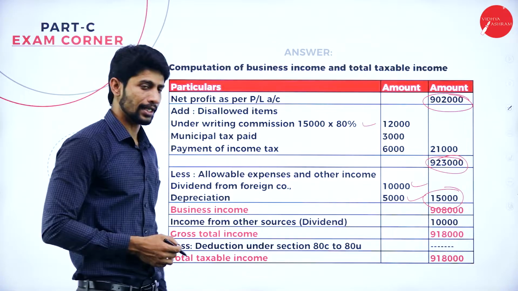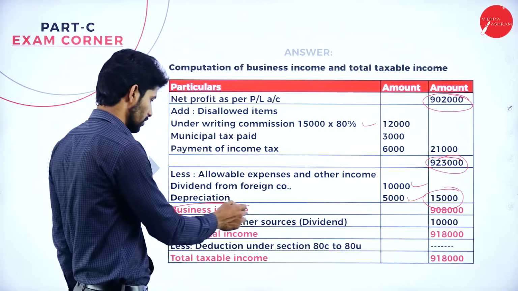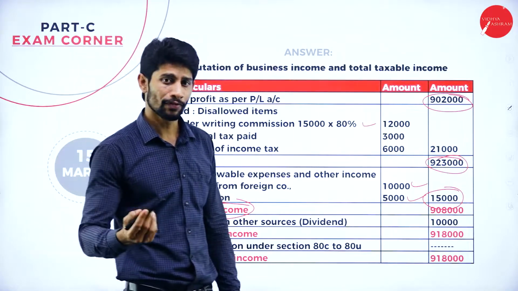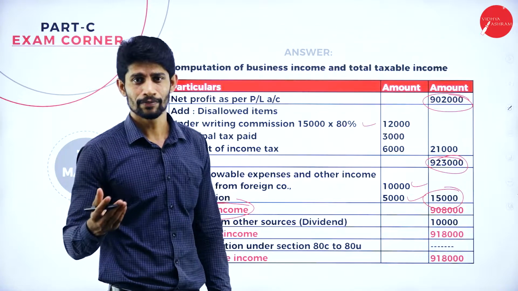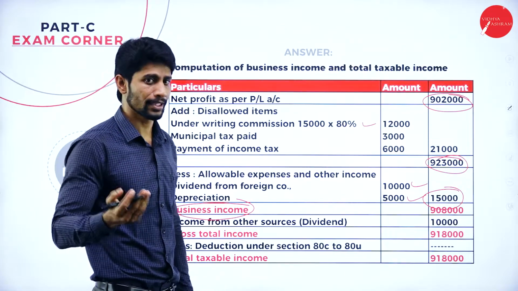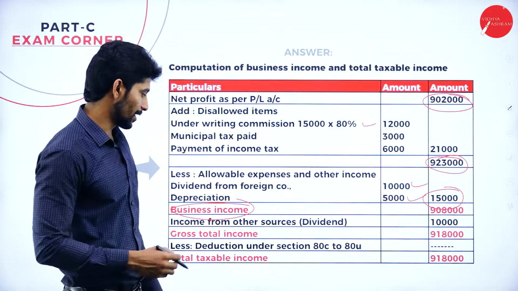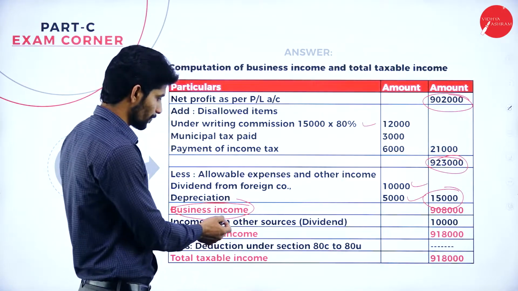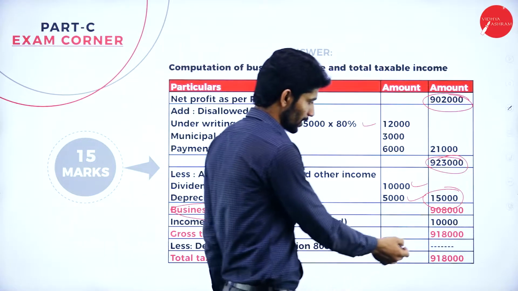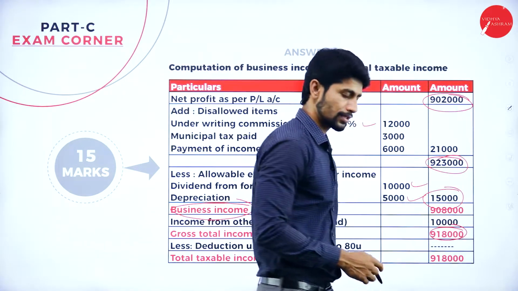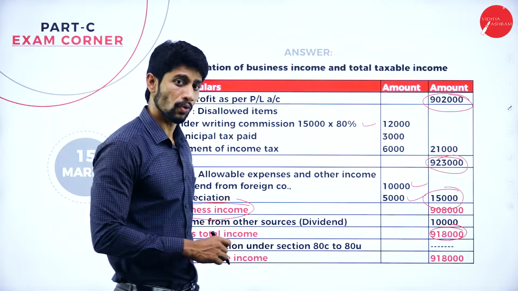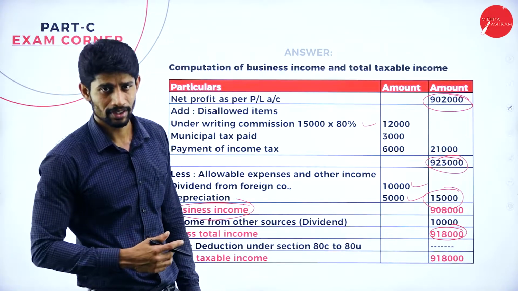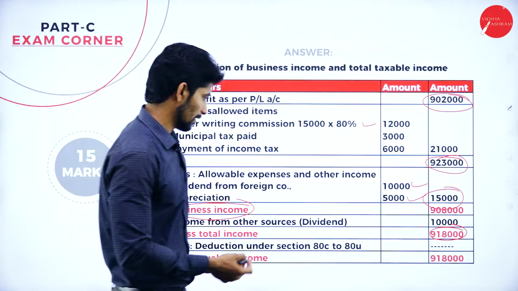Next, that 9,08,000 is called what? Business income. So for business income, add other heads of income, that is income from salary, income from house property, income from capital gain, income from other sources. So income from salary is not there, income from capital gain is also not there, only we have income from other sources, that is dividends. Add that 10,000, you will get 9,18,000. That 9,18,000 is called what? It is called gross total income.